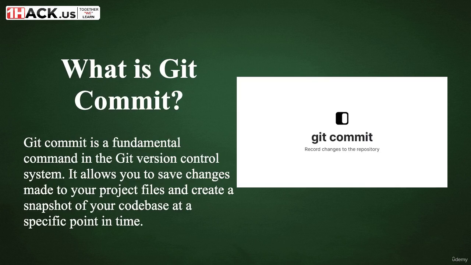It allows you to save changes made to your project files and create a snapshot of your codebase at a specific point in time. This snapshot can be used to track the history of your project, revert to previous versions if needed, and collaborate with other developers. Understanding Git commit is essential for anyone working on a software project, as it provides a way to manage and organize your code changes effectively. In this presentation, we will dive deeper into the details of Git commit and explore its various aspects.